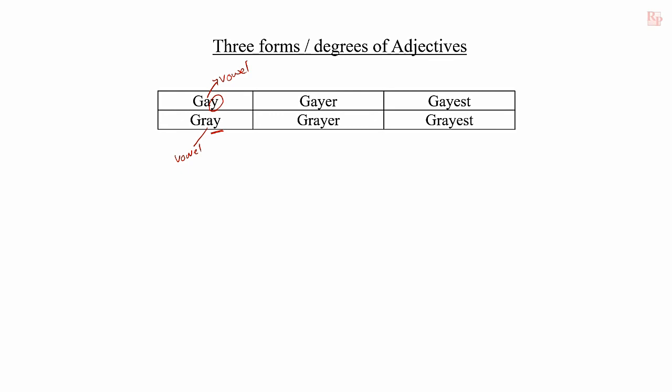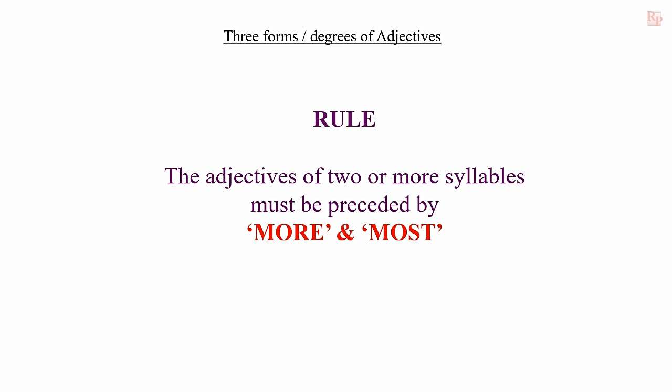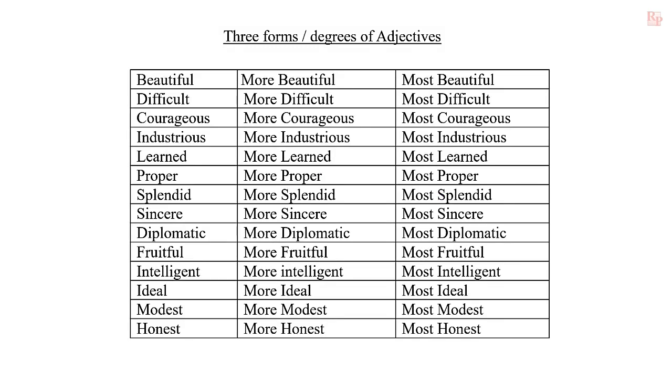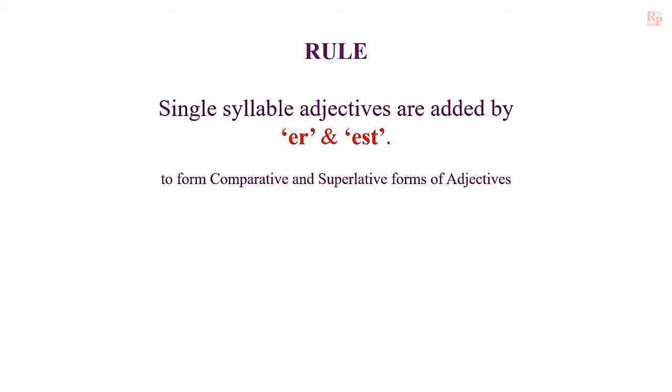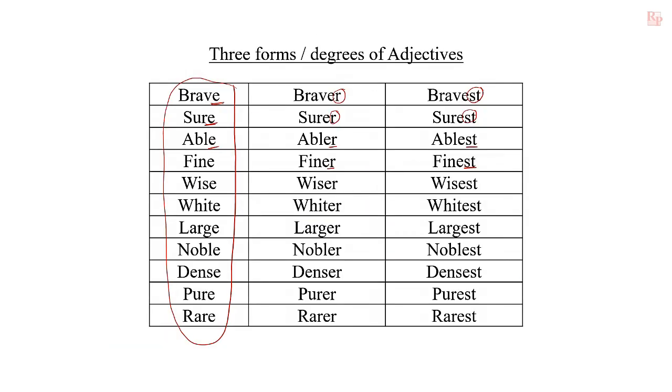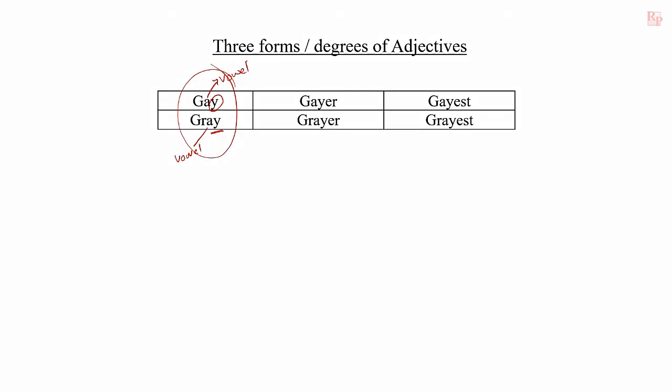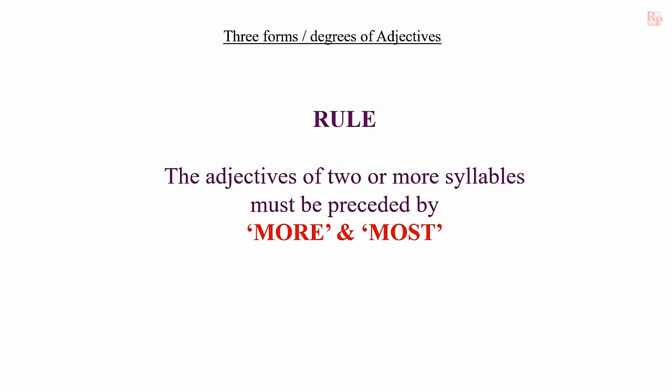And now we are going to learn a different way of making the comparative and superlative. Here, adjectives of two or more syllables must be preceded by more and most. Look at the table. Until now, we discussed monosyllabic words. But when we talk about polysyllabic words, the rule is different. See the word wonderful. As I said, it is a polysyllabic word.